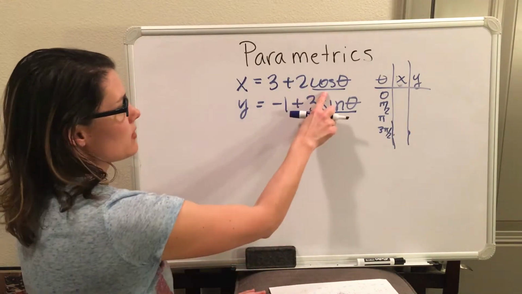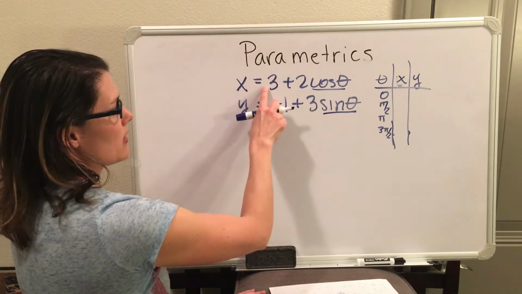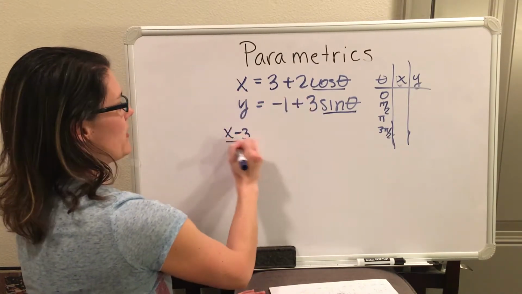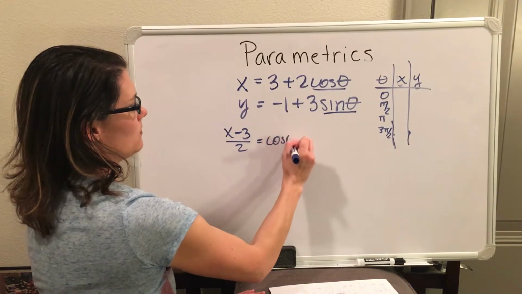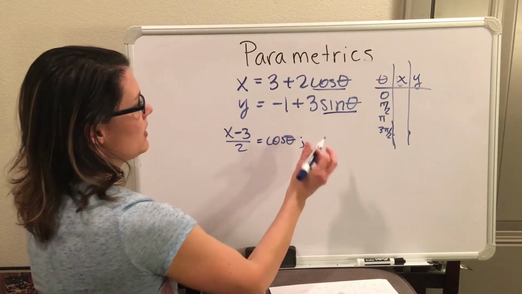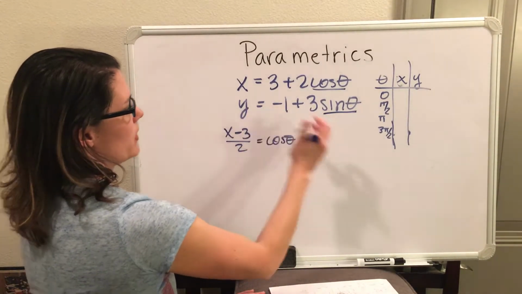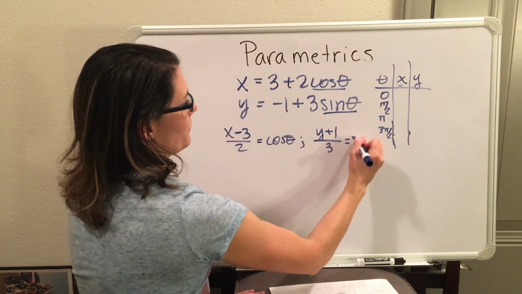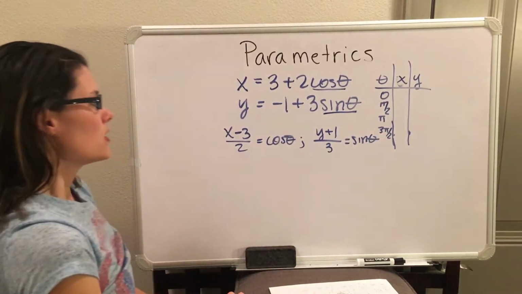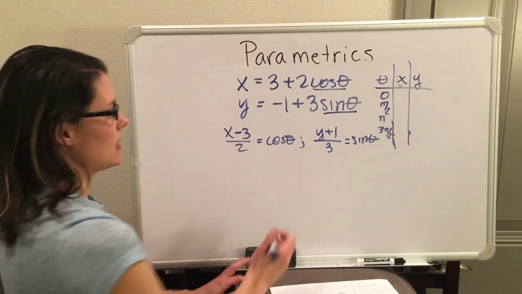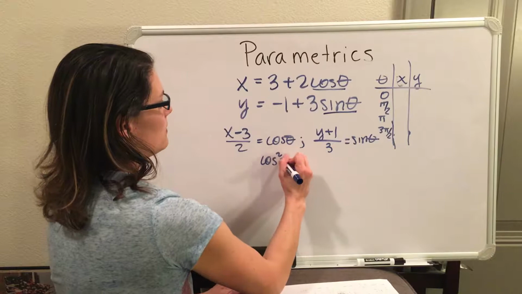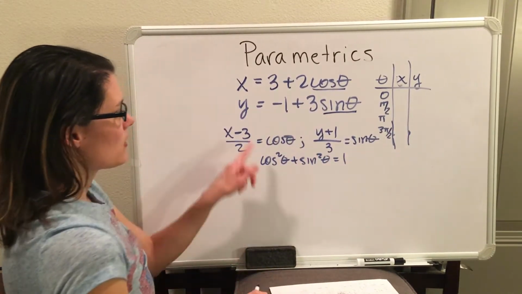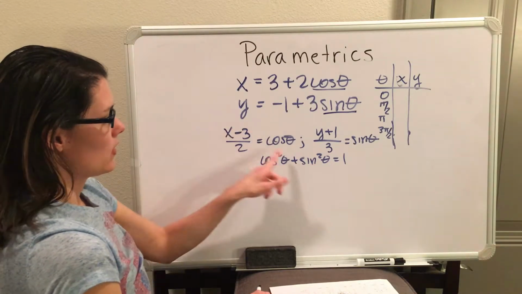The reason that you're going to do that is because we're going to use an identity. So if I solve for cosine, you're going to subtract the 3 over, and then you'll end up dividing by 2. And to solve for sine, you'll add the 1 over, and then you'll end up dividing by the 3. And to eliminate the parameter, we're going to use the identity cosine squared plus sine squared equals 1. And you're just going to fill in what cosine and sine are.